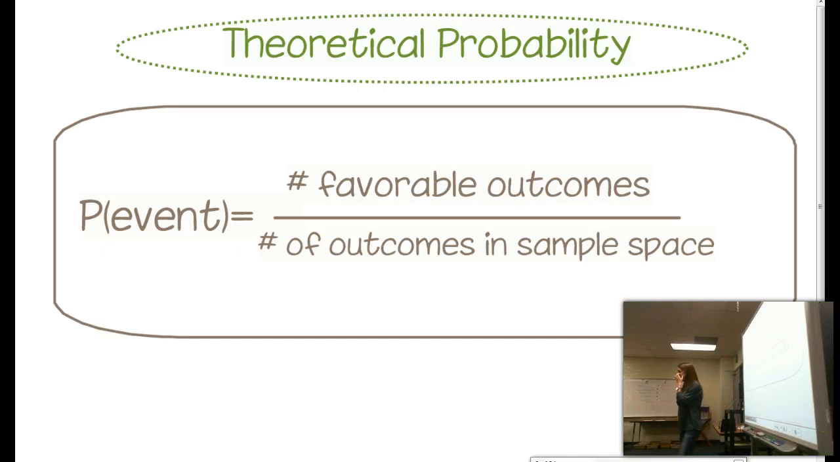Theoretical probability. Write it down in the big dotted rectangle with rounded corners. In the numerator, you put the number of favorable outcomes, and in the denominator, you put the number of total outcomes. So it's favorable over total. Favorable out of all the ones in the sample space.